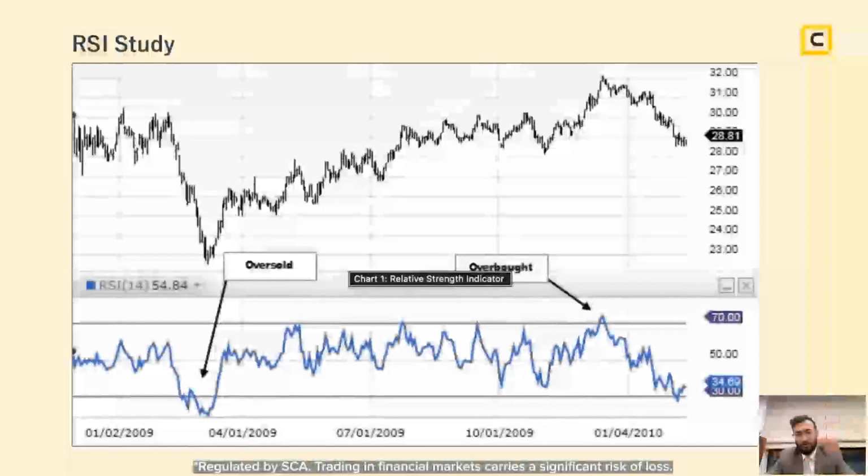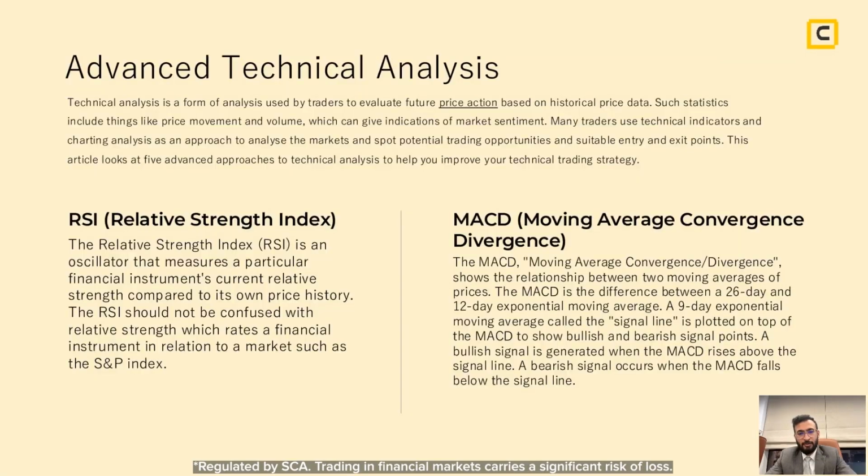I showed you stochastics, RSI. The next one to discuss is right here, which is MACD, moving average convergence divergence. MACD is again a very popular indicator, and there are different implications of MACD. It is not something which is very difficult to understand. It is also a momentum indicator. Right now, what I'm showing you is very much a momentum indicator. It shows a relationship between two moving averages.